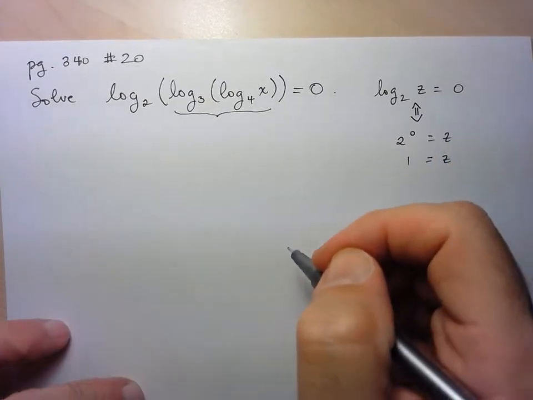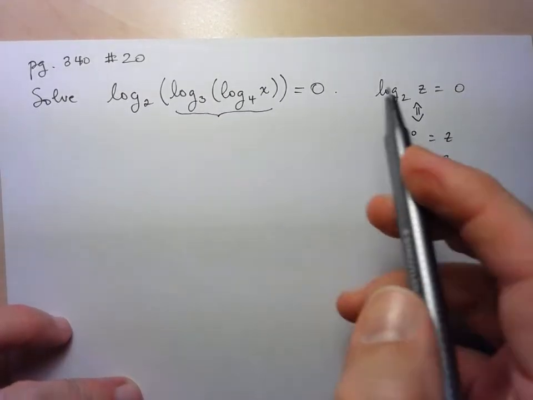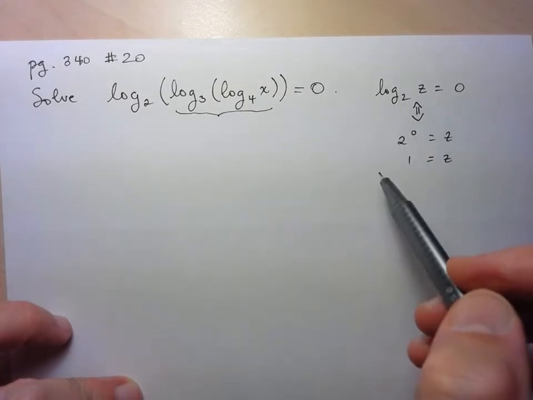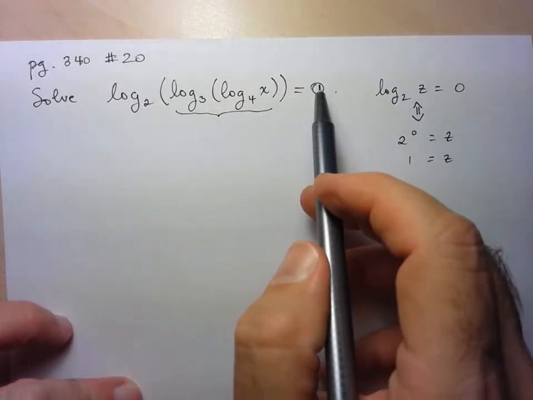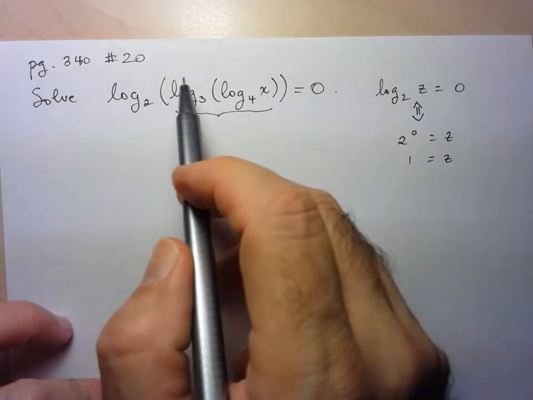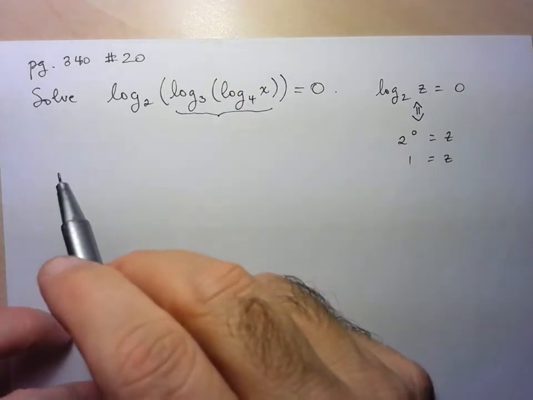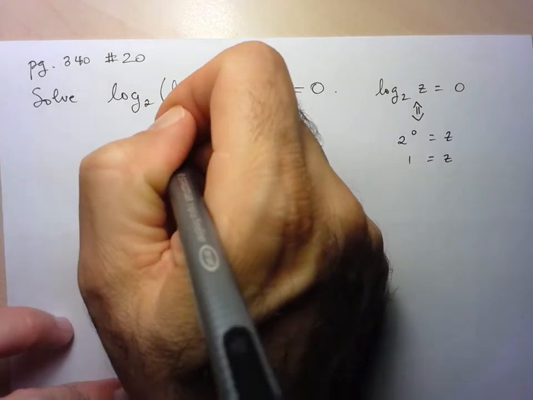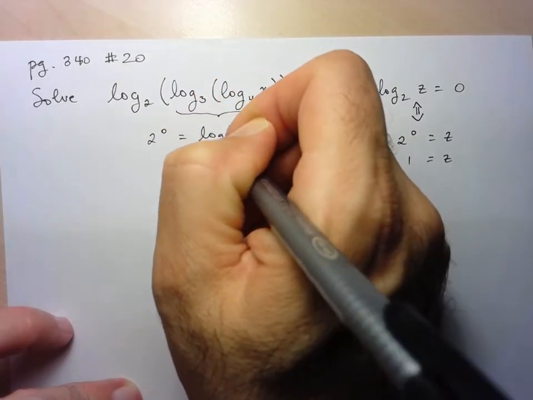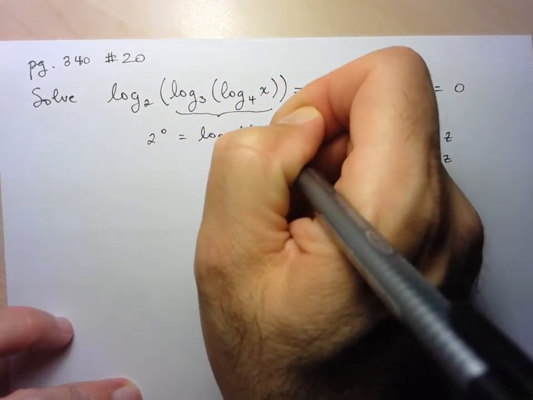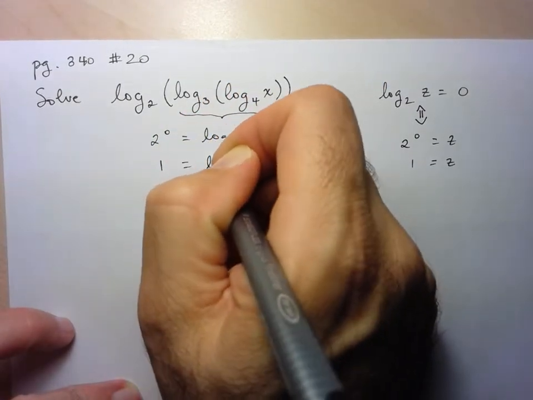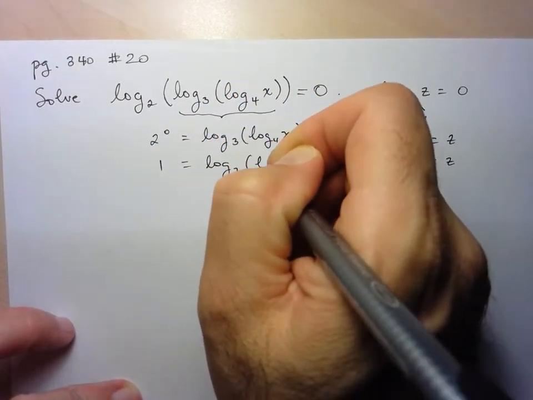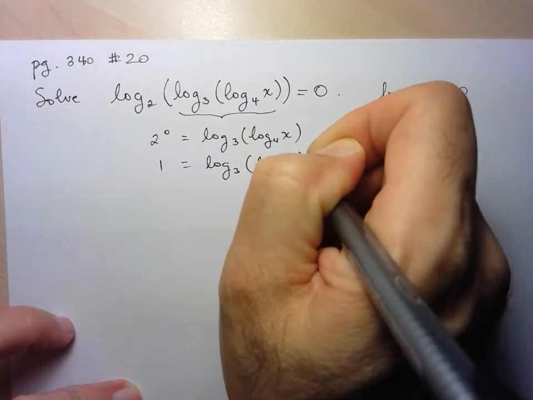What I want you to start trying to do is to consider this without having to write it out. So think of this as 2 to the exponent of 0 is equal to the input of the logarithm. So here we have 2 exponent 0 is equal to log base 3 of log base 4 of x. So 1 is equal to log base 3 of log base 4 of x.